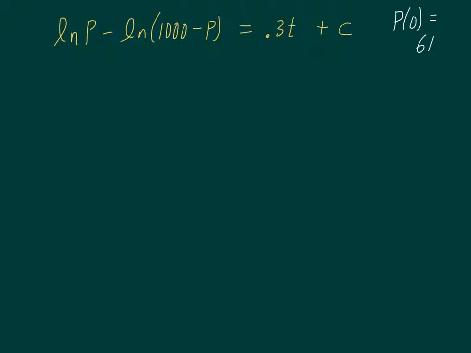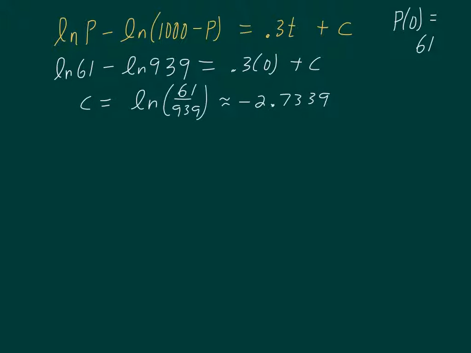So now we're going to use that to find C. So let's plug in and find our C. Okay, so when you do that, when you put in 0 for t and 61 for p, you end up with the natural log of 61 over 939, and let's just make it a decimal so it's less writing. Alright, so from there we know we're going to plug that in for C. Now if you just think ahead a little bit, if we look at this piece right here, we know we can condense it using a log property.